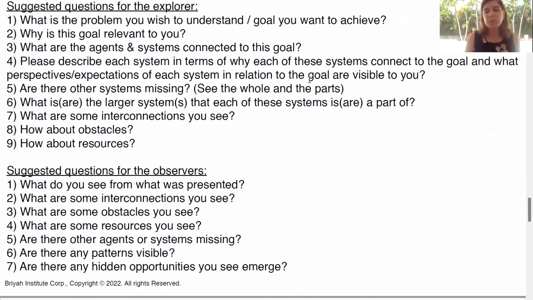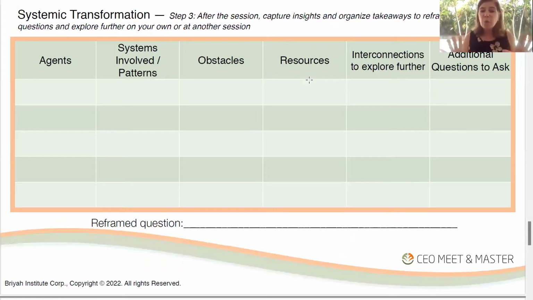These are questions just to help you if you run out of questions during the dynamic. And then next slide, please, Isa. You go back and you download what you heard. So are the agents the right ones? Should I change anything here and get more groups of people to look at? What are the patterns in their systems? What are the obstacles that I heard from my peers? How about the resources? Are there any interconnections that I didn't map in the beginning? What are some additional questions I can ask? And then I reframe my question. So let me show you how I did this particular one.